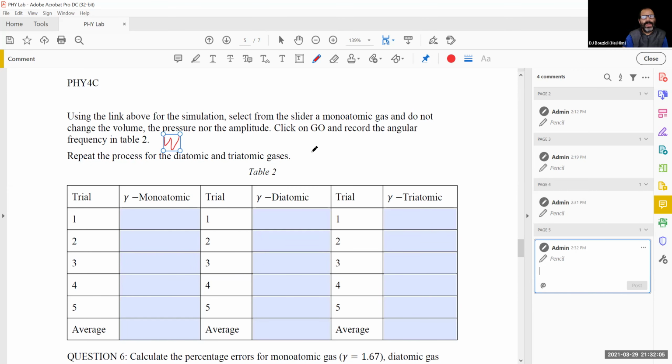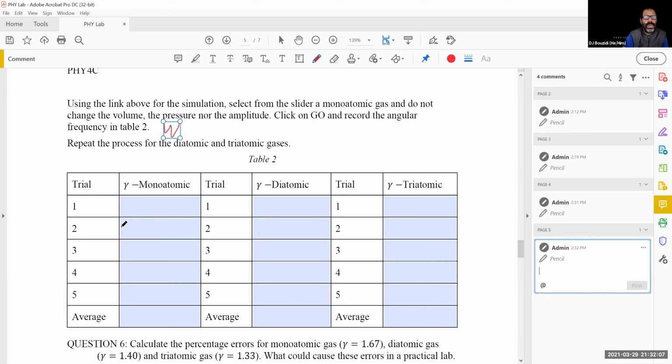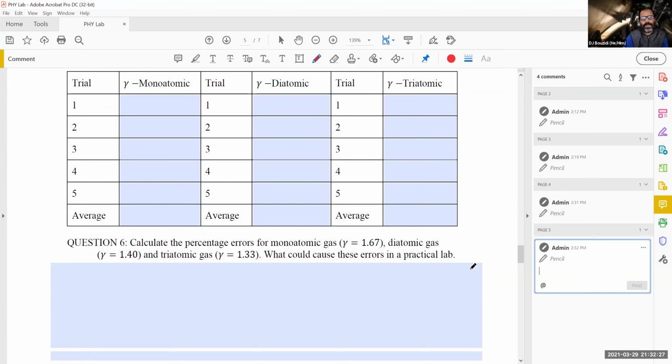Repeat the process for the diatomic gas. So we're going to do 1 trial, 2, 3, 4, 5 trials, and find the average. You're going to do the same thing, 5 trials for a diatomic gas. Move the slider. 1, 2, 3, 4, 5. You're going to find another omega average. You're going to do 1, 2, 3, 4, 5, and then find another average. So you have 3 of them.